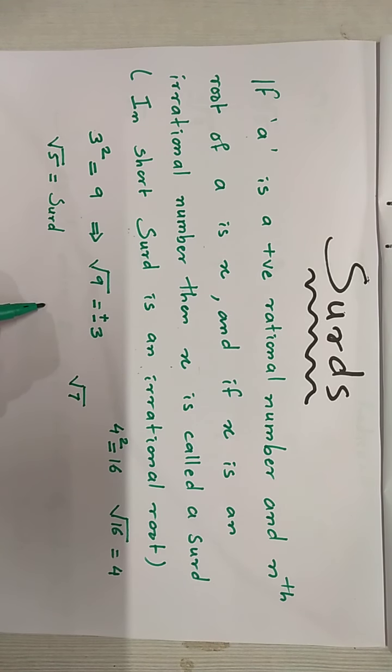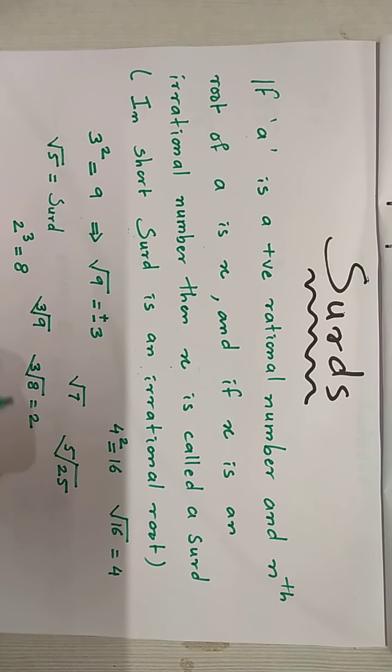For example, the cube root of 9 is again a surd, because the square root of 9 we know is 3, but the cube root of 9 we cannot find except by using division or some other method. Then the fifth root of 25 is also a surd. We know that 2 cubed is 8. That means the cube root of 8 is 2. So this is not a surd because you can find the answer.